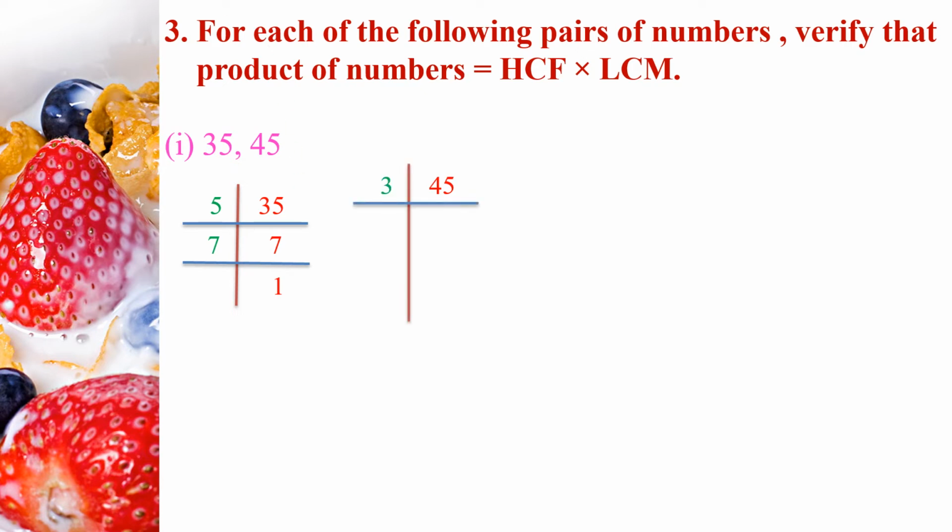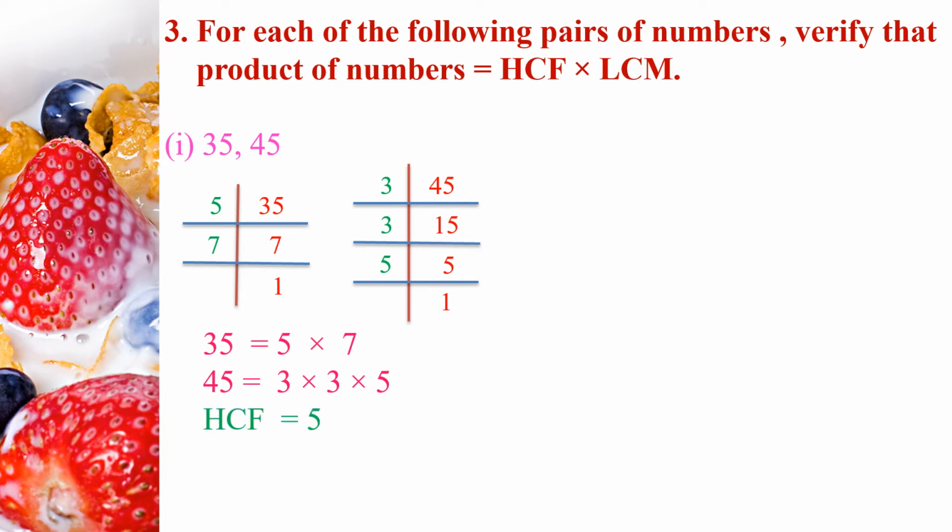Now you can write 45 and find all its factors. So 45 is divided by 3, so we'll get 15. 15 also divided by 3, we'll get 5. So 5 is a prime number, so it is divisible by 5. So we'll get 1. Now you can write all the factors of 35, that are 5 multiplied with 7. And write all the factors of 45, that are 3 multiplied with 3 multiplied with 5. Here the common factor is 5, so HCF equal to 5.